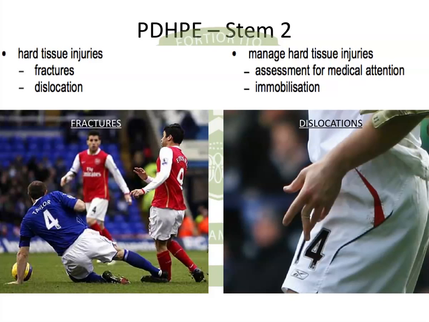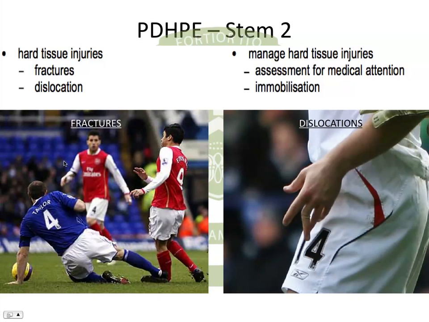STEM 2 in sports medicine refers to hard tissue injuries. This involves any injury to the hard tissues of the body, which specifically means the bones and the teeth. You can see the different types of hard tissue injuries here are fractures and dislocations. We've also included a little bit of information on injuries to the teeth, just as a bit of an added extra.